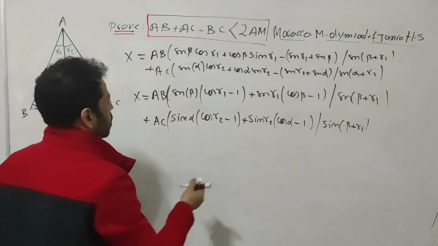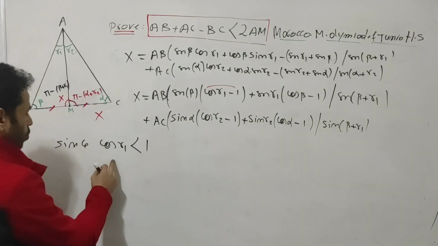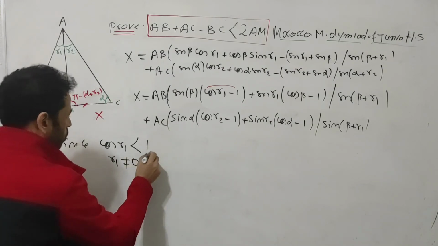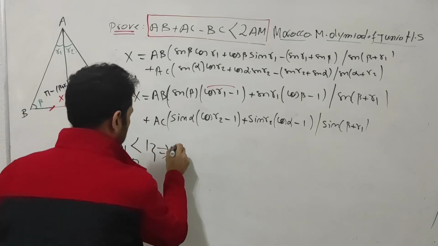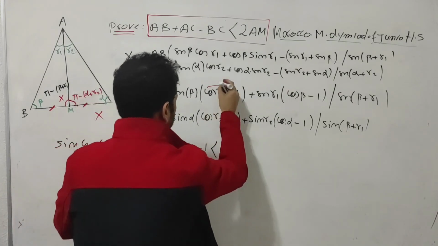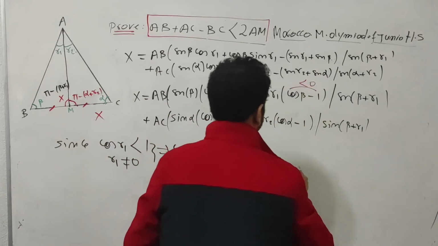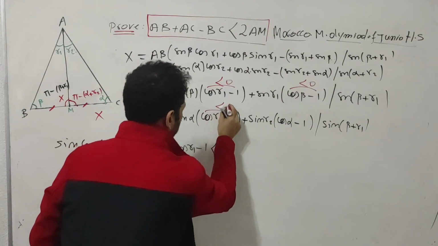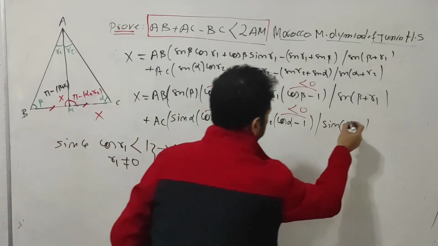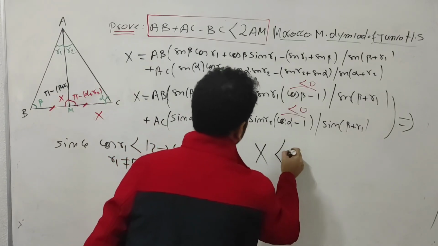If you take a look at this term, we know that cosine gamma 1 is strictly inferior than 1, with gamma 1 not equal to 0. It's equivalent: cosine gamma 1 minus 1 is strictly inferior than 0. Okay? So this one is strictly inferior than 0. Same thing here, strictly inferior than 0. For the second term, this term is strictly inferior than 0. This is strictly inferior than 0. So that means the whole thing, capital X, is strictly inferior than 0.